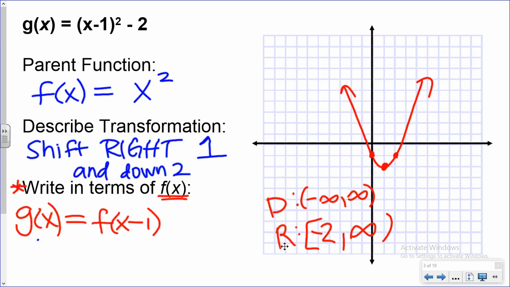Because x minus 1 is inside the square, it goes inside of our function notation. And then minus 2 is after it, so we're going to put it after the function notation. And that's all I need you to do. Basically, change out the parent function for the function notation. F of whatever.